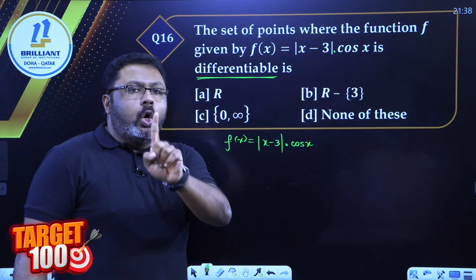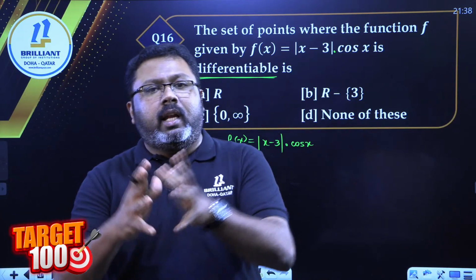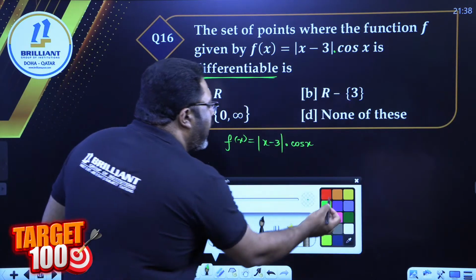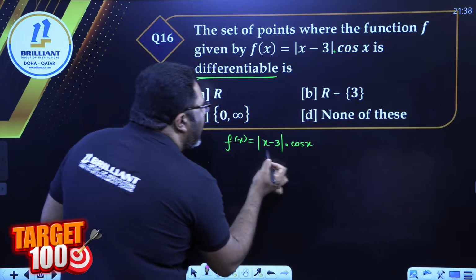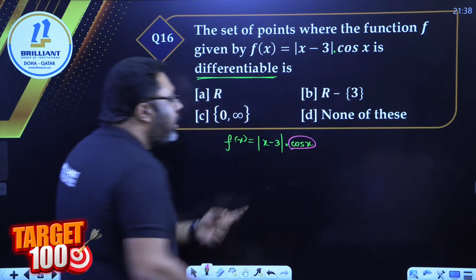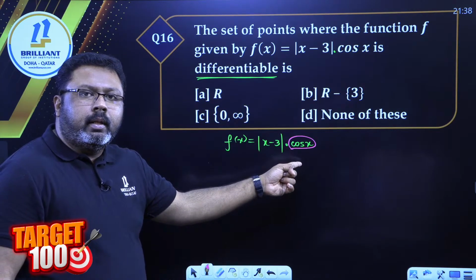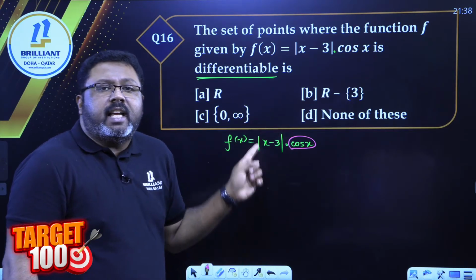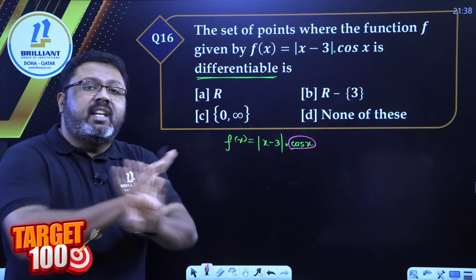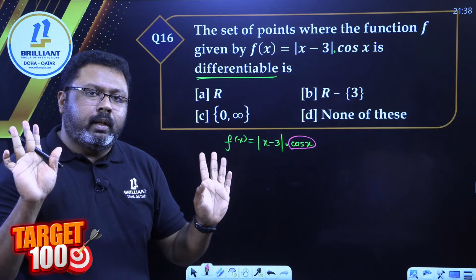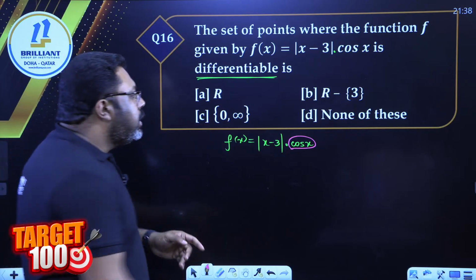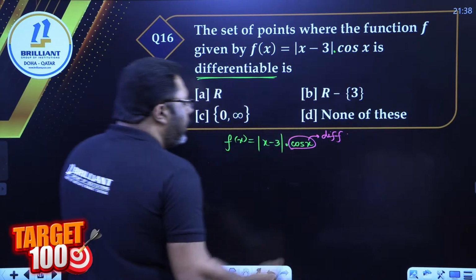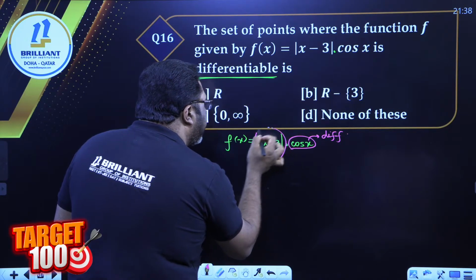Again, I'm telling you, don't go after LHD, RHD and that entire long process to get the differentiability. No, analyze them one by one. Please tell me about cos x first. Cos x is continuous. Yes. Cos x is differentiable definitely, because derivative of cos x is minus sin x, which is defined for all values of x. Because sin x graph we know. Yes. So this part is differentiable, no doubt. But what about the modulus part?